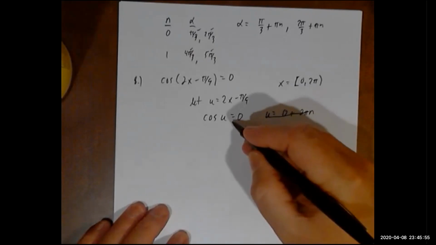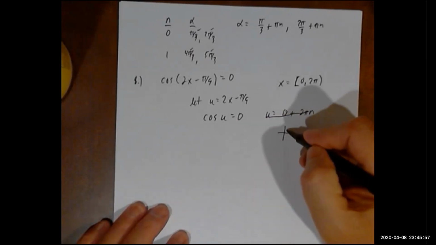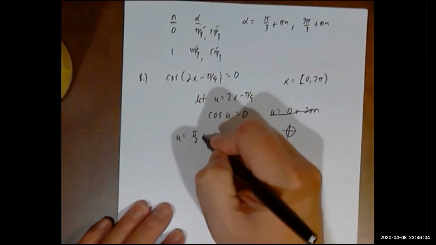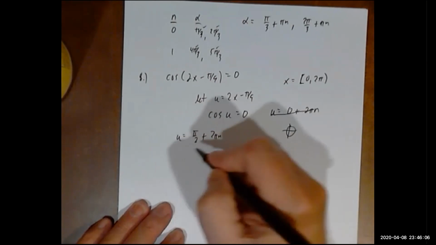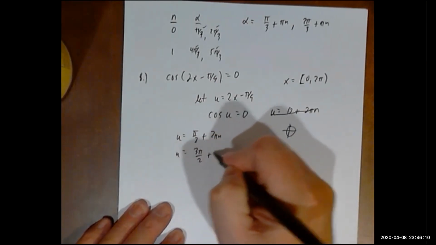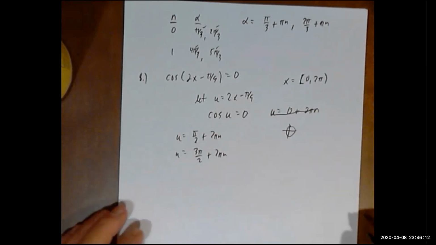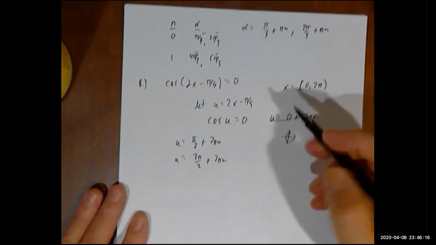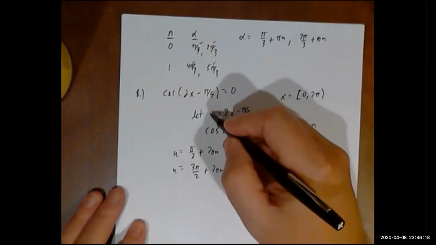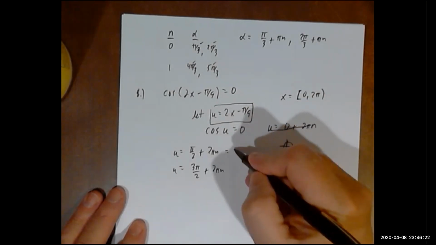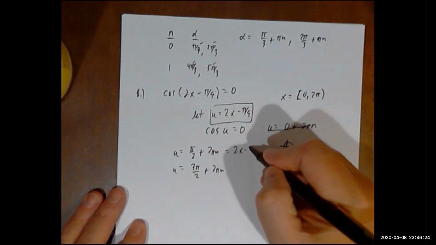You guys are probably thinking, cosine is 0 up here and up here. So it's really going to be pi over 2 plus 2 pi n and 3 pi over 2 plus 2 pi n. So those are the solutions where the cosine of u is 0. Here's my other u. So I also take it and set it here.